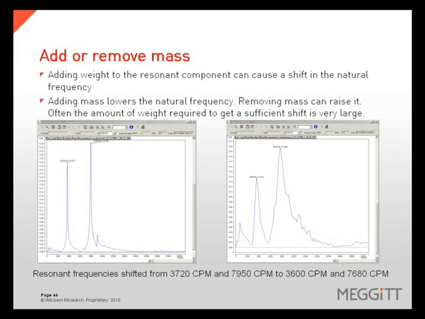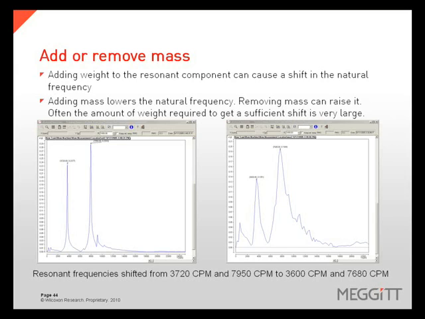We can also change the resonant frequency by changing the mass, or by adding or removing weight from the system. Adding weight lowers the natural frequency of the system. Often the amount of weight or mass required to achieve the shift needed is very large and often not practical.